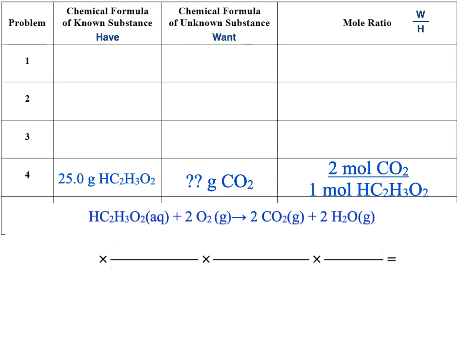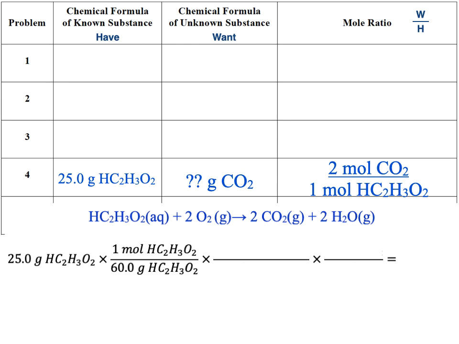Problem 4. This time I have 25.0 grams of acetic acid. I want to solve for grams of carbon dioxide, and my mole ratio is 2 moles of carbon dioxide over 1 mole of acetic acid from the balanced equation. So I'm going to start as always. I'm going to put what I have out front. To cancel out the grams of acetic acid, I'm going to put the molar mass on the bottom. And the molar mass for acetic acid is 60.0 grams. As always, my first step, I'm going to put 1 mole of acetic acid on the top because that's equal to 60.0 grams.